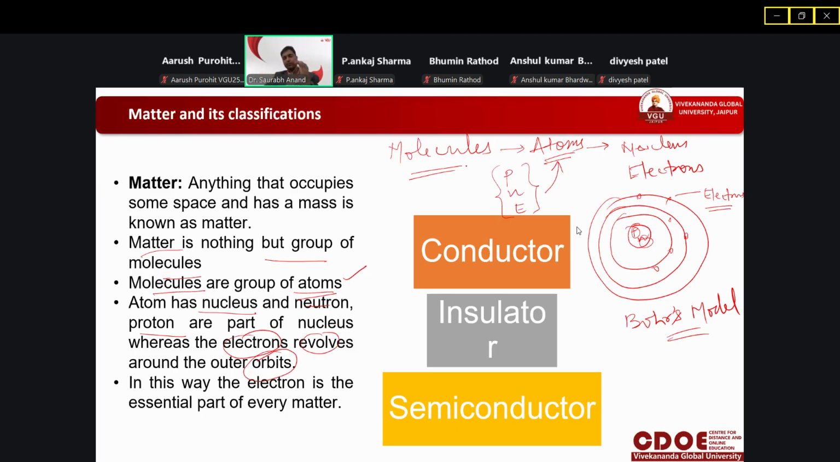Whenever we give energy to the matter, this energy is gained by electrons. These electrons are in the outermost shell. After getting energy, these electrons become free. Whenever we talk about current, what is current? That is the flow of electrons.